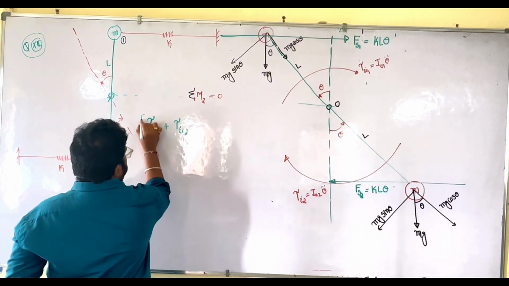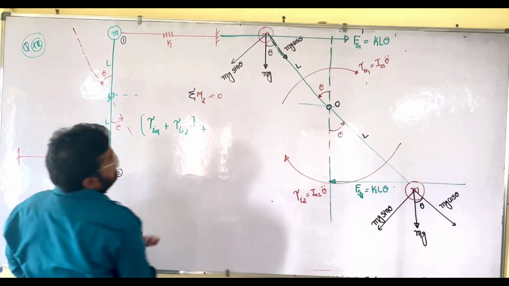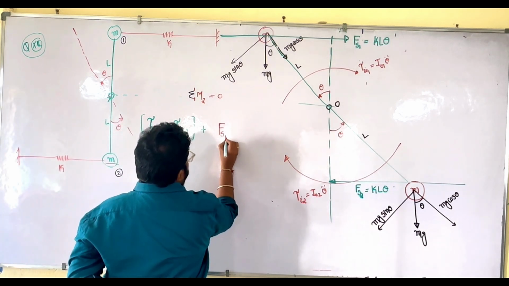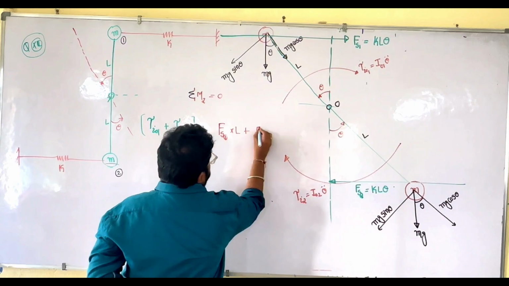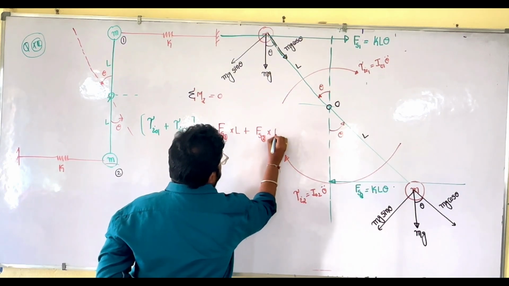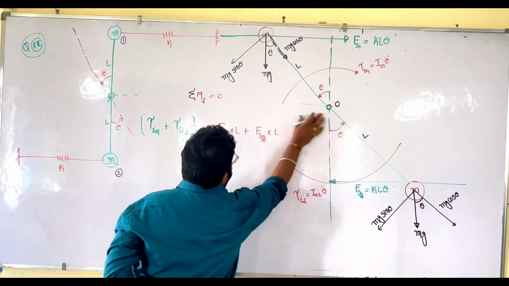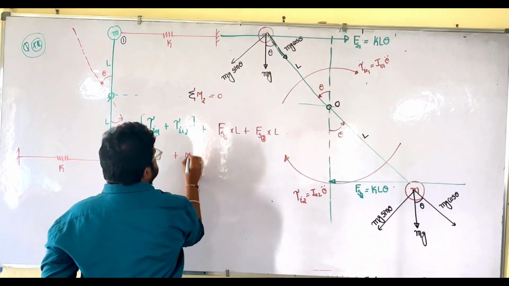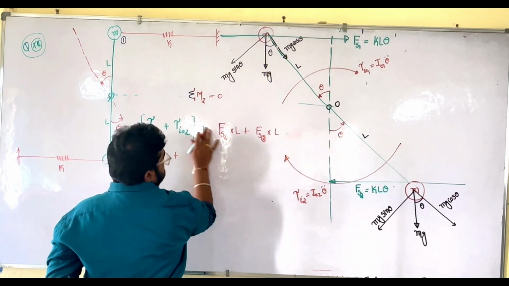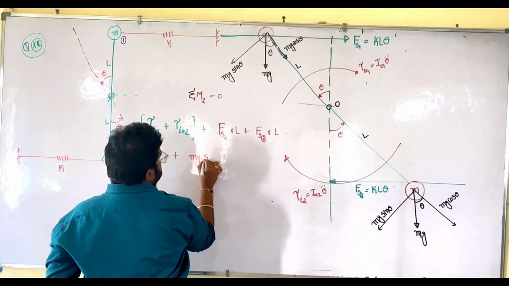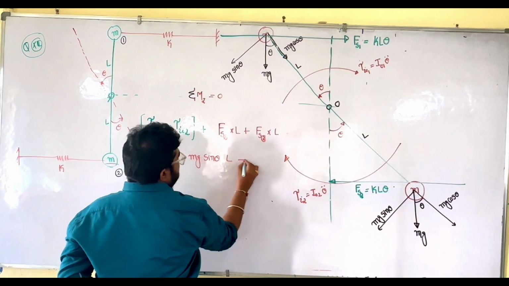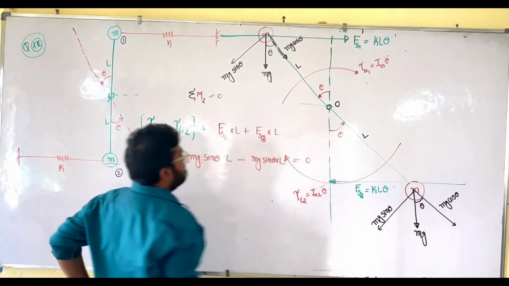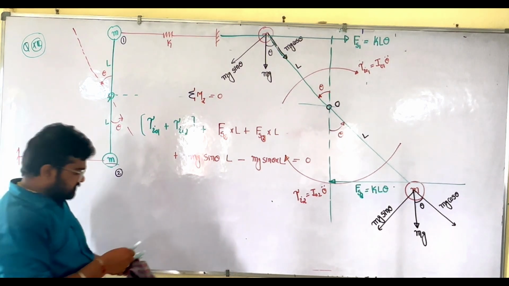This is the inertia torque 2. Clear? Plus, what about the spring force? Fs1 into L plus Fs2 into L equals how much? 0. Here the moments of these two must be cancelled. Here mg sin theta into L minus mg sin theta into L equals how much? 0. These two moments get cancelled.